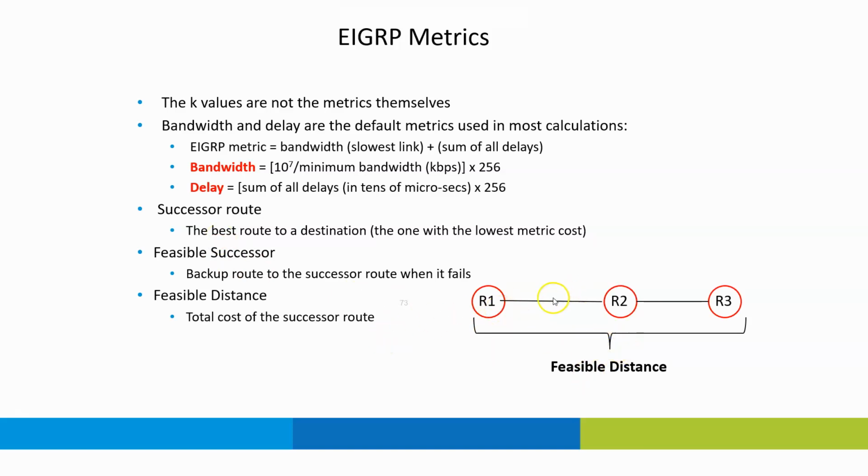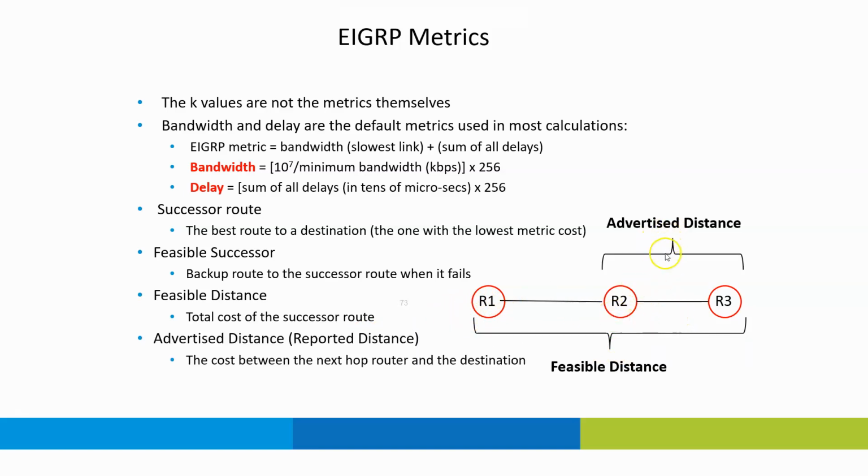Feasible distance versus the reported distance here. The advertised distance or the reported distance is, again, the other guy. What its distance is or what its metric is. The advertised distance, or excuse me, the feasible distance is the total path cost. So whatever we calculate here plus what's given to us here is going to be the feasible distance that we would have for this.